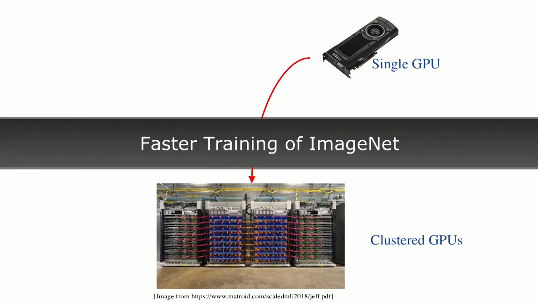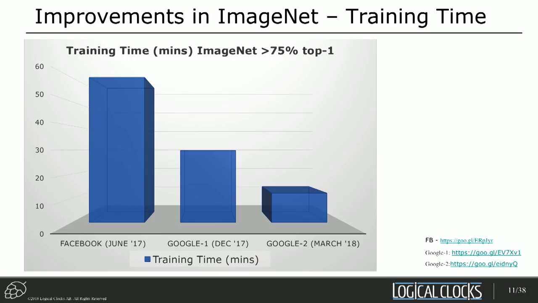The second thing that I competed on was, can we reduce the training time for training ImageNet? Facebook kicked this off about a year ago. They had a very well-known paper where they said, we can reduce the training time for ImageNet from 2 weeks to 1 hour. And they did it with 256 GPUs. And Google said, well, we can do better. You know, we're Google. We got it down to 30 minutes and then down to 18 minutes recently this year.